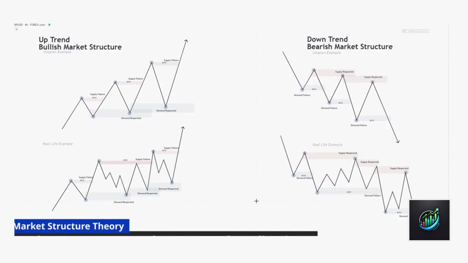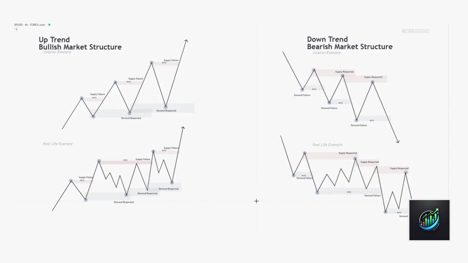Now let's take it one step further and combine market structure with supply and demand to understand how they interact with one another. Using the same examples from prior, we have the, again, utopian bullish trend example. We're creating higher highs, higher lows, higher highs, higher lows, higher highs, and higher lows.